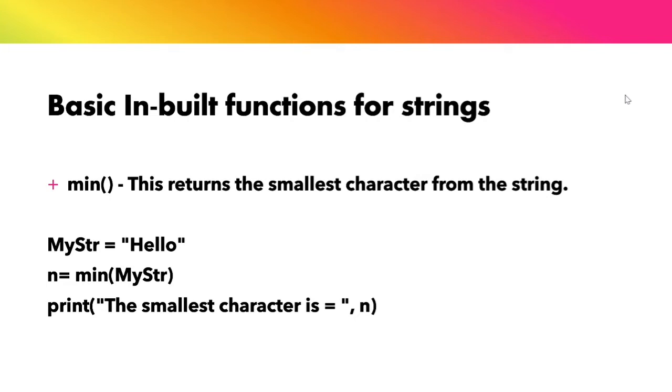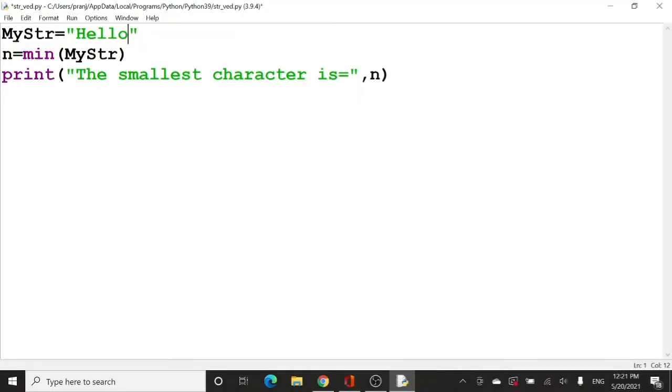Now the question is how it is going to find out which character of your string is the minimum one. Here it will check the ASCII value, and according to the ASCII value it will find out the minimum value, meaning the minimum character over there. So let us go to the IDLE and see how it is working.